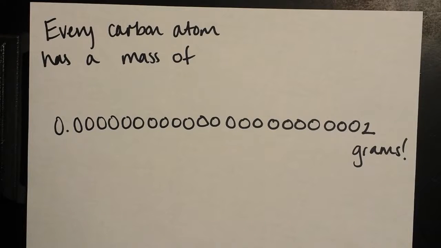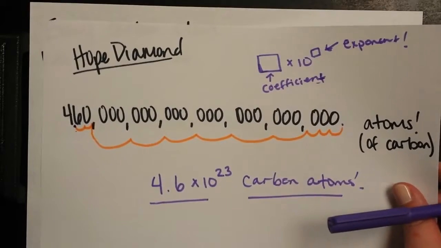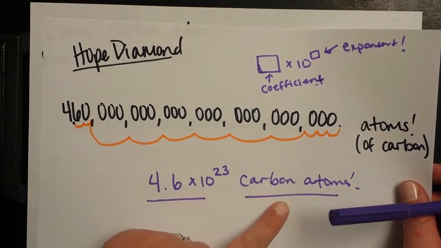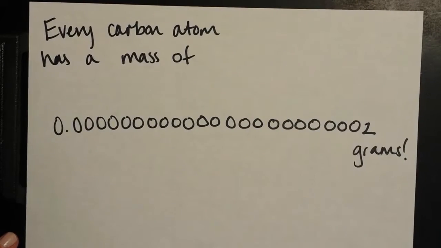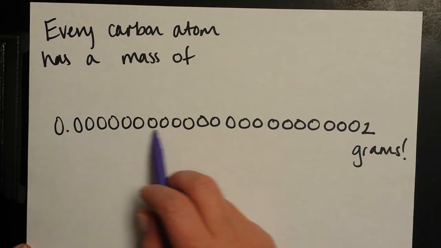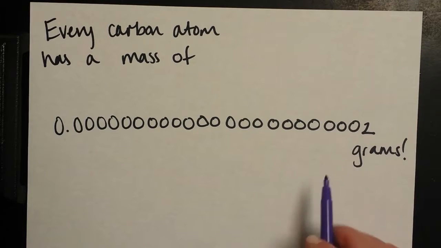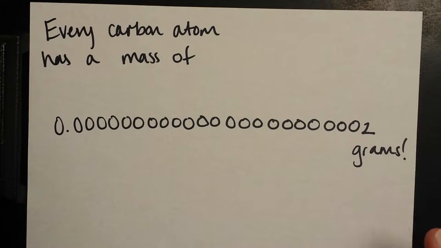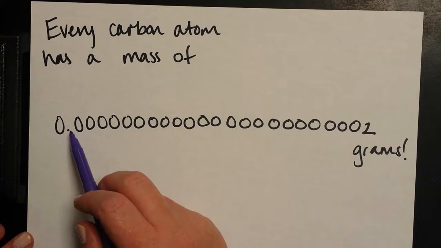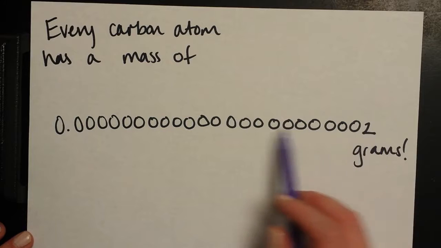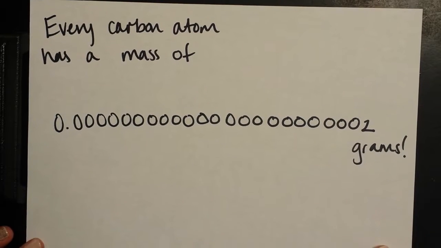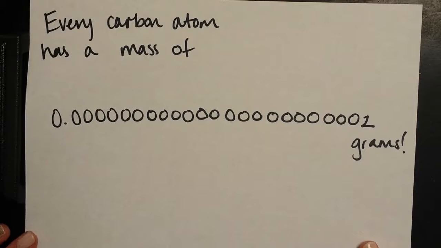Let's go ahead and look at what one of those carbon atoms looks like. We saw in the previous video that the Hope diamond has 4.6 times 10 to the 23 carbon atoms inside of it. Well, each one of those atoms has a mass of 0.000... 2 grams. This is basically a zero number, and instead of reporting it as zero, we know that these atoms do have mass, so we need to report it in a way that is much easier and less time consuming to write than what we have written here.